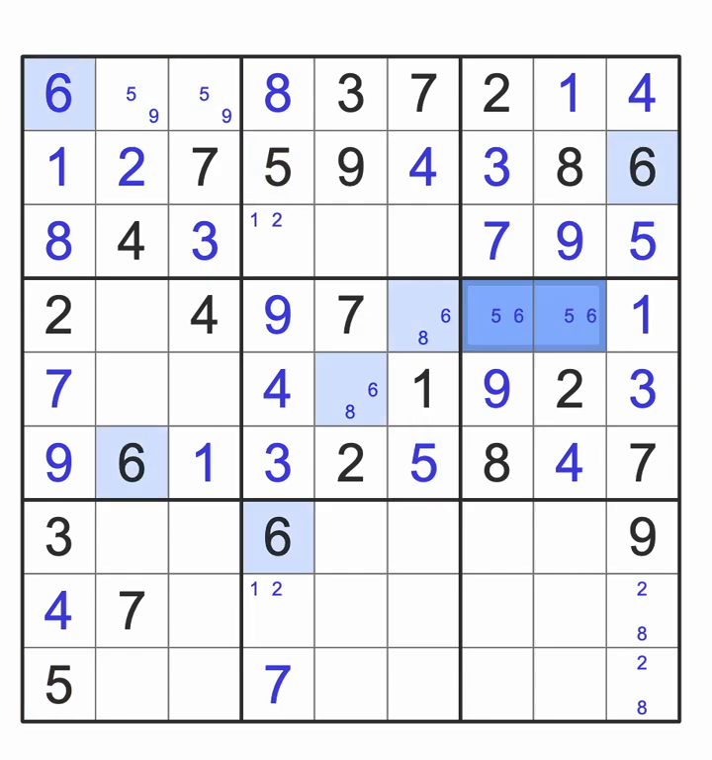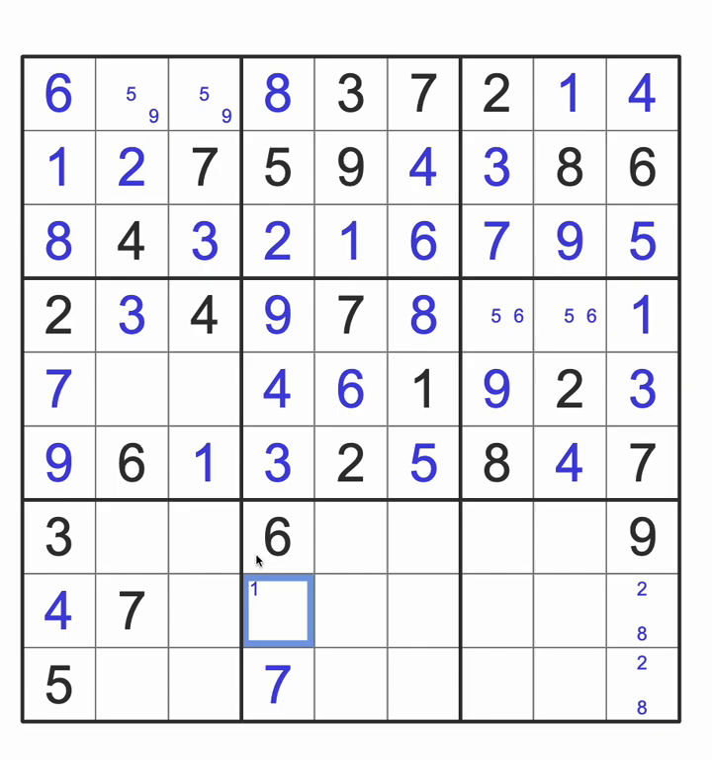And this will be 5 and 6. That means this cell cannot be 6. Makes it 8. That gives me 6. 5, 6 double here means this will be 3. These are 1, 2, 6. Right. Here's 2 and 6. So that makes this cell 1. This will be 2, and this is 6. The last number of this column is 1.